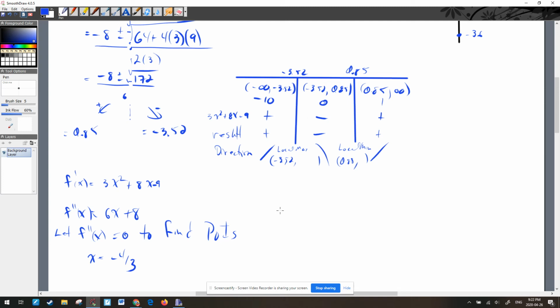Okay, so here we go. We're going to test our concavities here, right? So this is going to be negative 4/3. Now, what's important to know is that this goes from negative infinity.